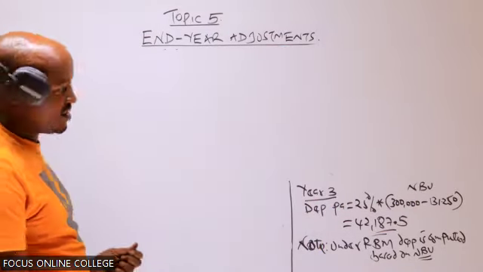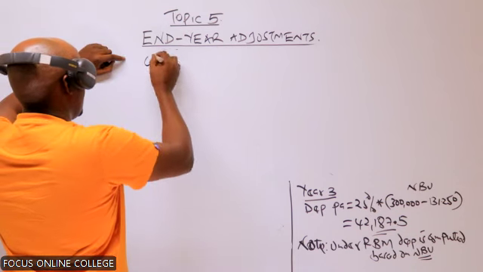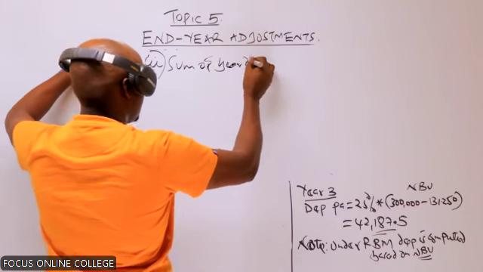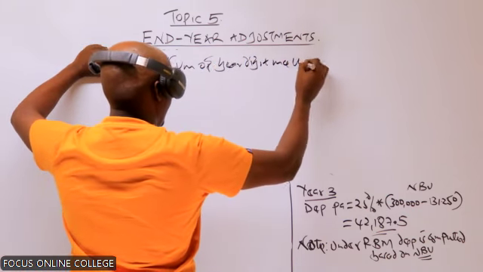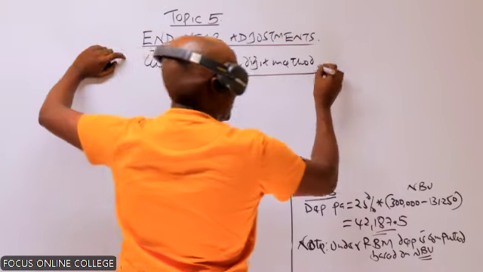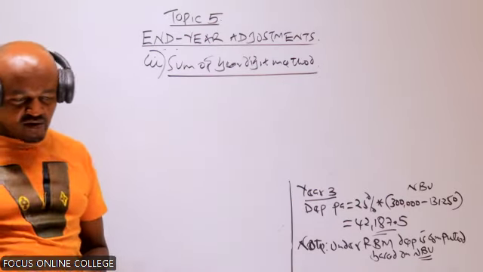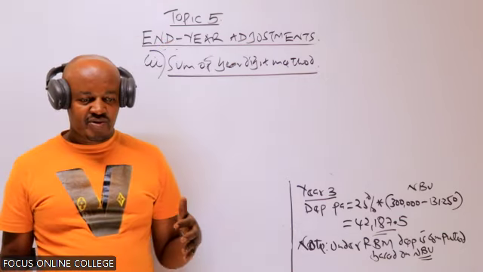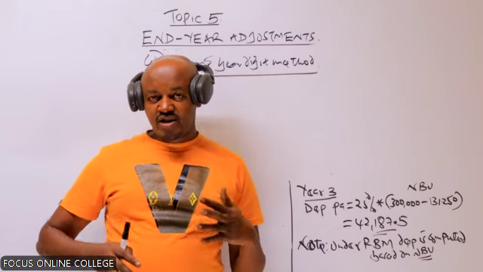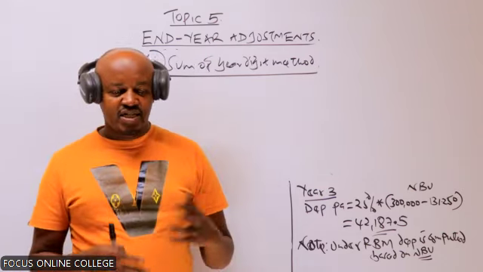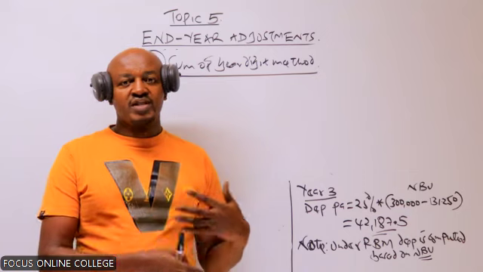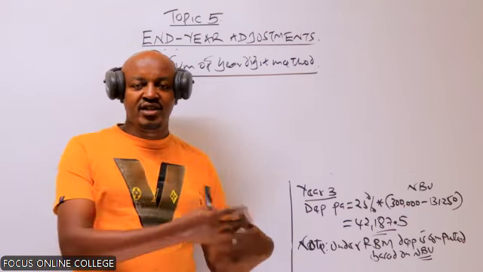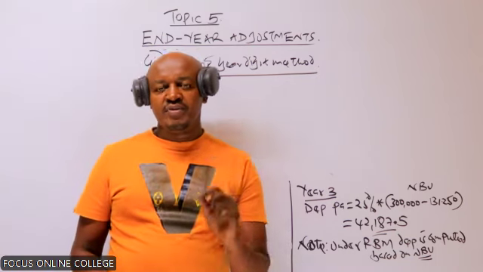The other method, which is number 3, is the sum of years digit method. Under this method, it has the same assumption as the reducing balance method. This method assumes that an asset tends to lose more value when it is new, but as the asset gets older, it loses less value. It loses less what? Value, because it is becoming less efficient as it gets what? Older.